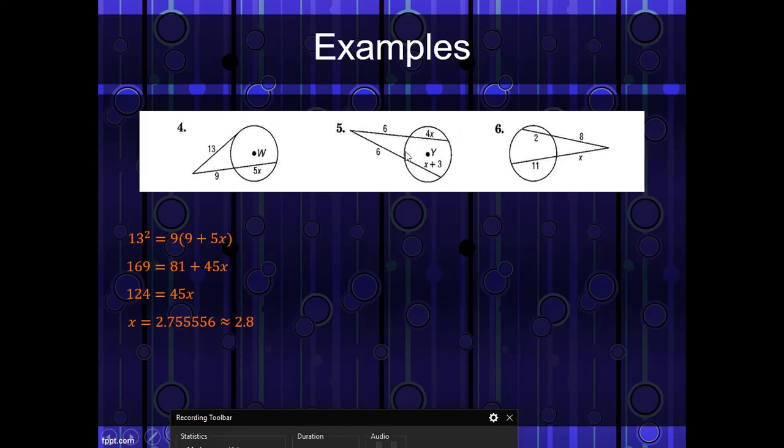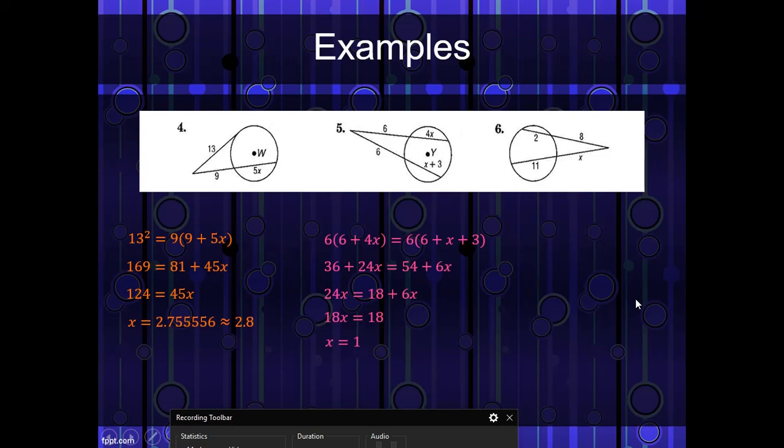In number 5, we're using 2 secant pieces, so it'll be the same for the top secant and the lower secant. It'll be external times the whole and external times the whole. I'm going to go ahead and add 6 plus 3. So when I distribute the 6 times 9, it'll be 54. I'm going to subtract 36 from both sides first. And now I'm going to subtract 6x from both sides. And that will tell me that x is 1. Hopefully you're getting the hang of these.